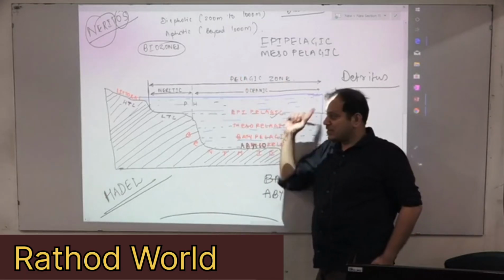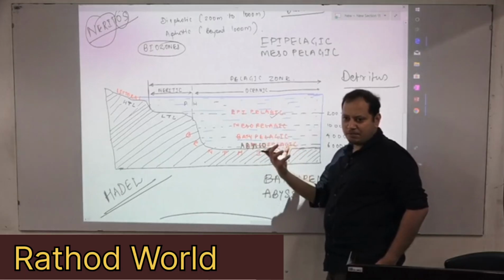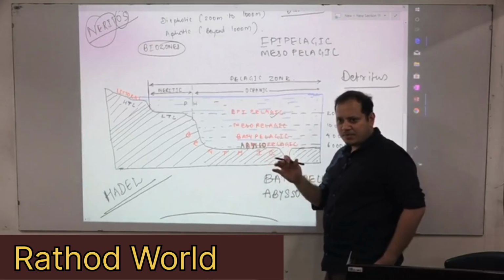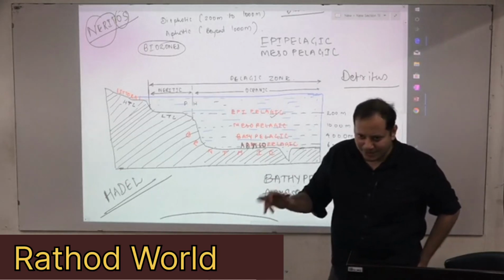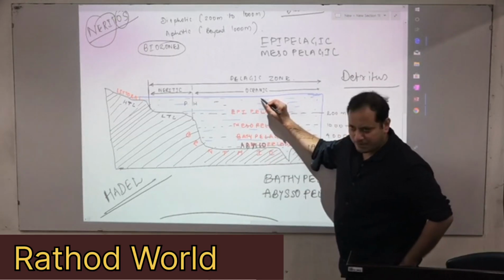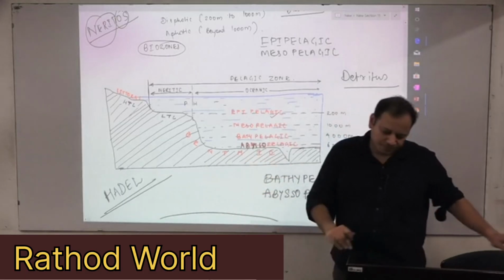But the animals which come to the surface as well as can go deep are known as nekton, powerful swimmers. Not just swimmers. You can also swim, but you won't be classified as a nekton community. Nekton community means very powerful swimmers which can come to the surface as well as go to the depth.